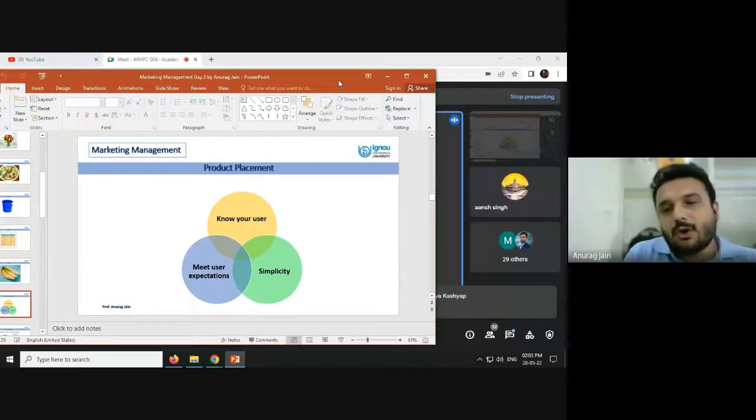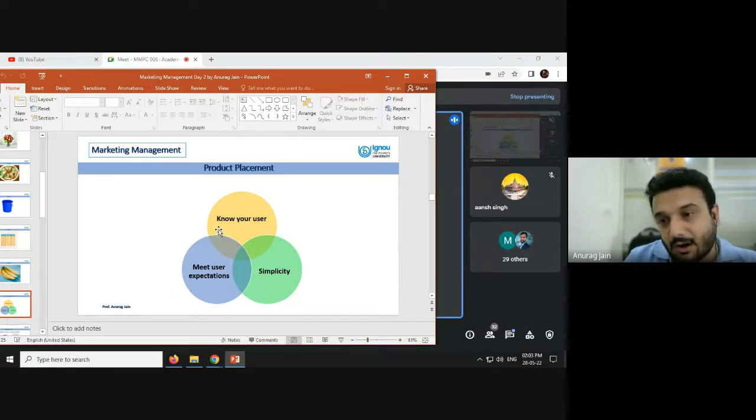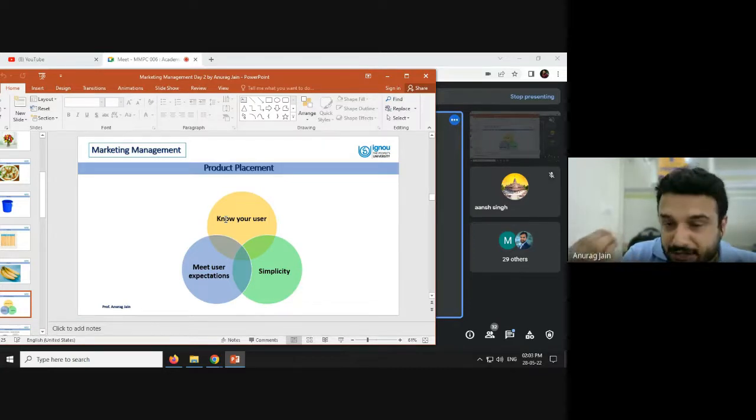Whenever you are planning to introduce any product in the market, whether it's a new product or an old product, if you want to place that product in the market, these are the three things which are always at the core, and will be the reason for its success. These are the three things very much needed when you introduce any product. First, you have to understand your users. You have to know who are going to use it. What are their needs? What are they actually willing to buy, right?